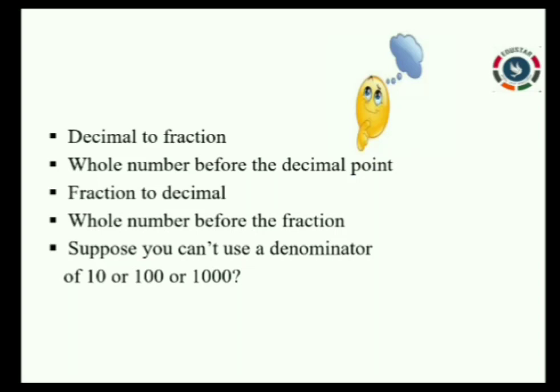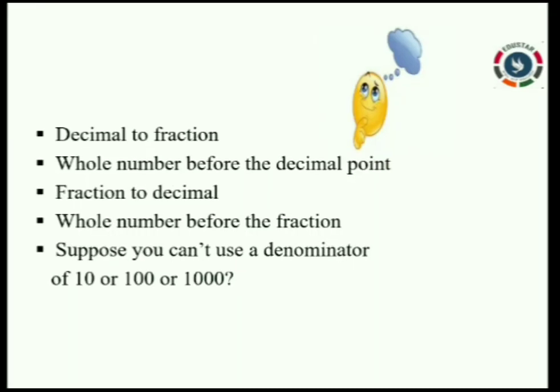Next topic was fraction to decimal. For converting fraction to decimal, first you have to check the denominator. Your last digit should be in the place of the denominator. Next, if you have a whole number before the fraction, you have to write the whole number as such, then convert the fraction into decimals. Next, suppose you do not have a denominator that is a multiple of 10, then how will you convert the fraction into decimals? You have to divide the numerator by the denominator.